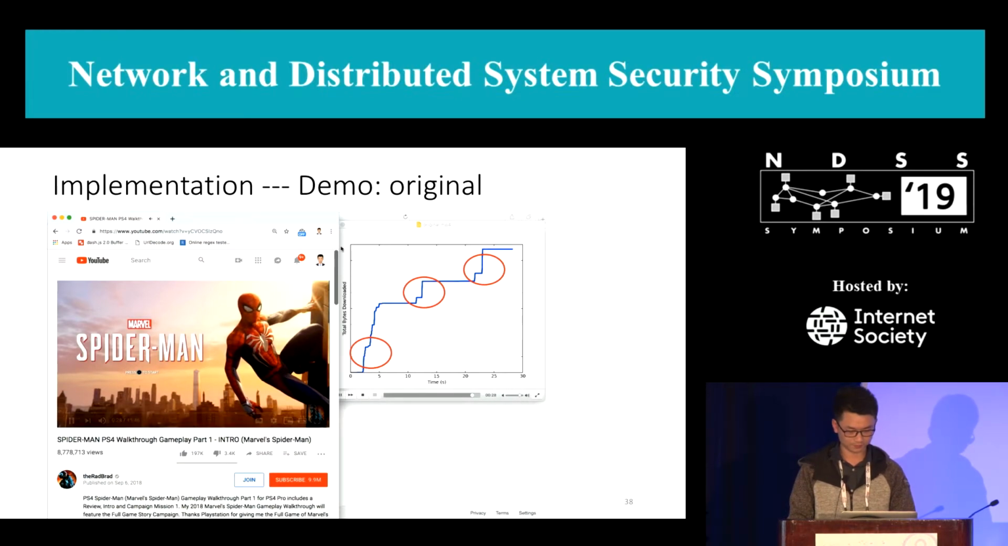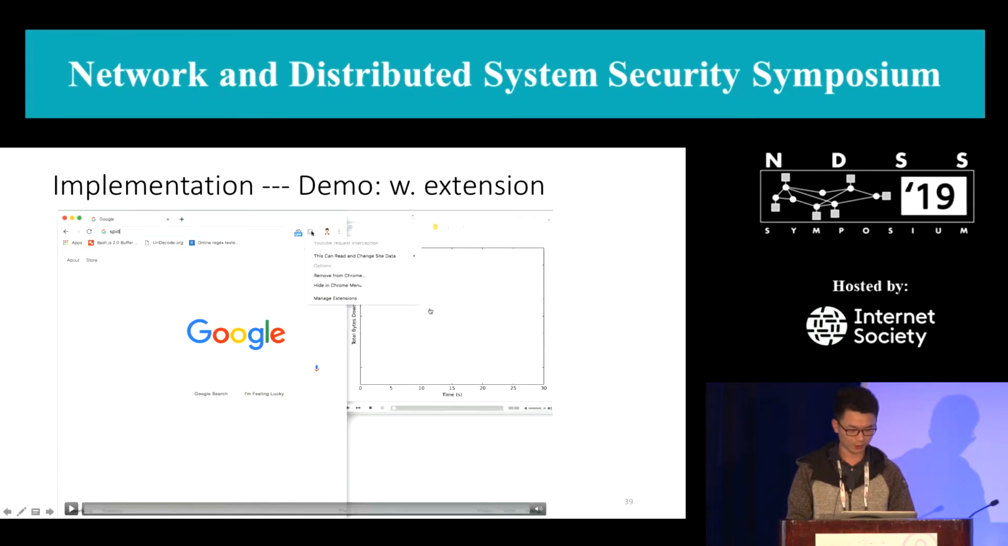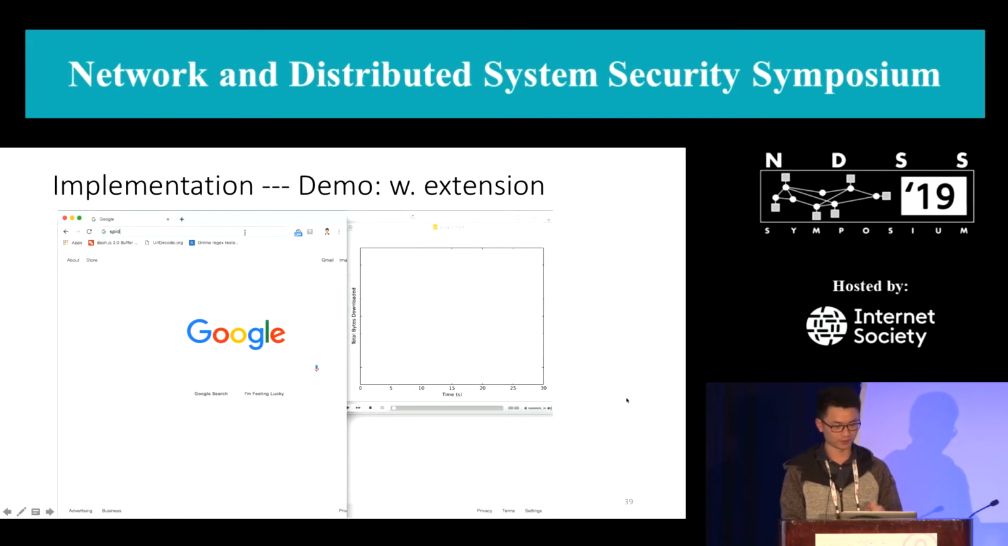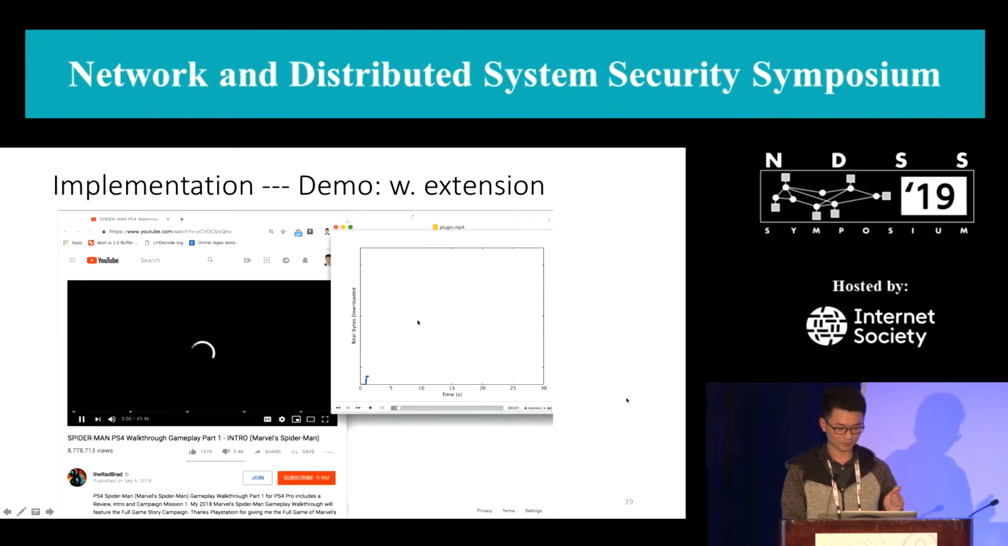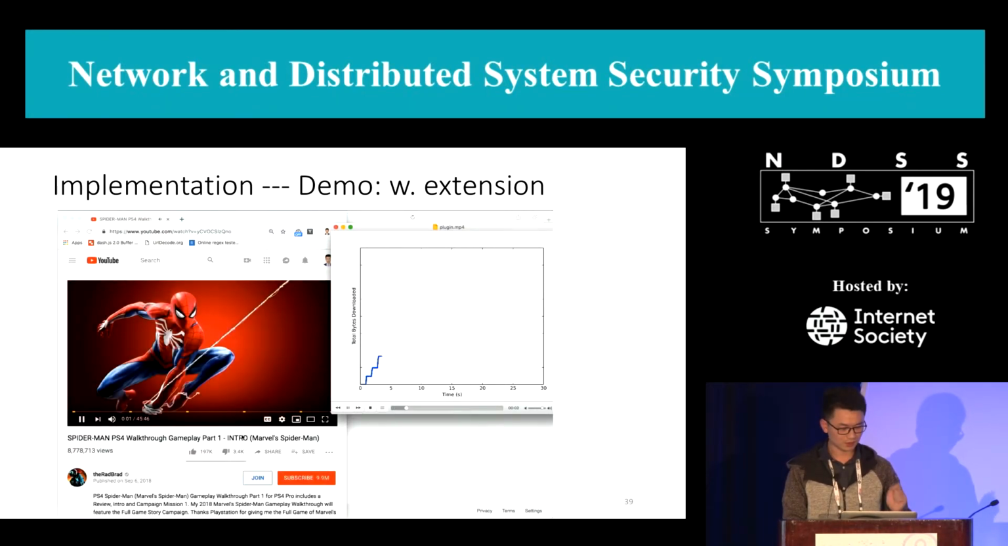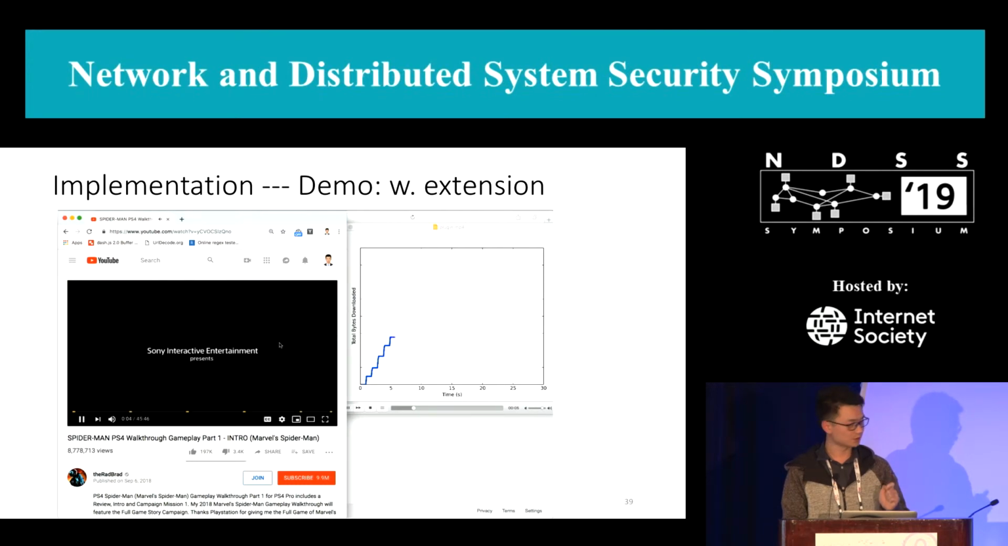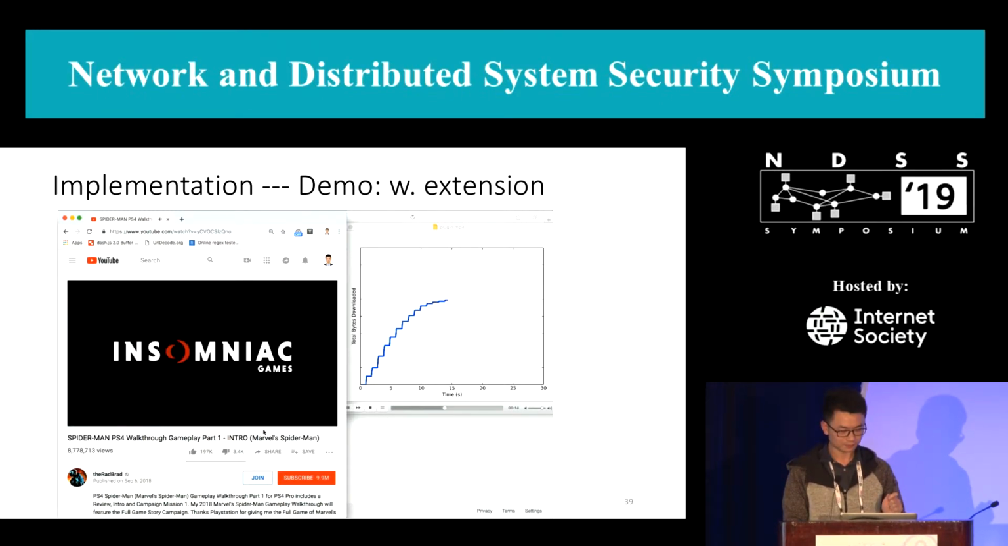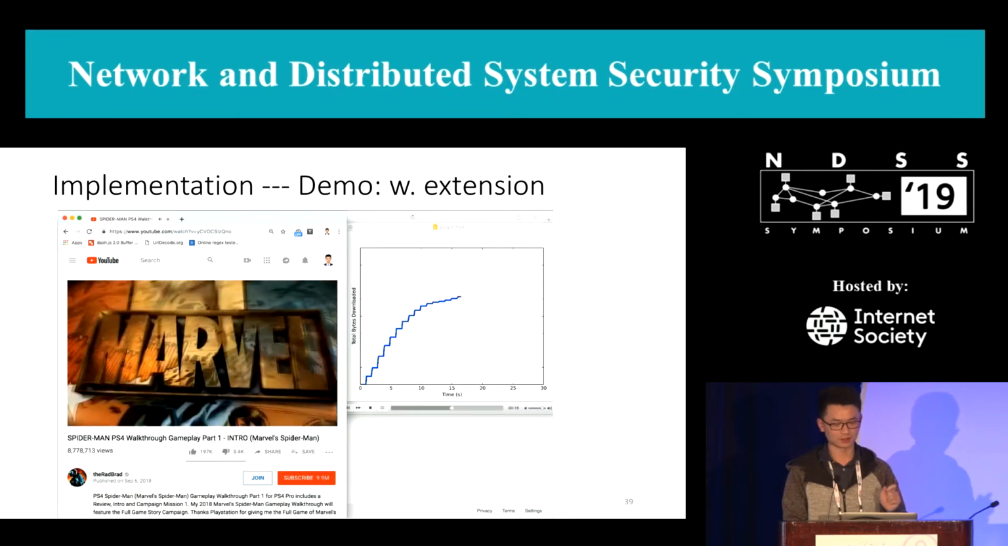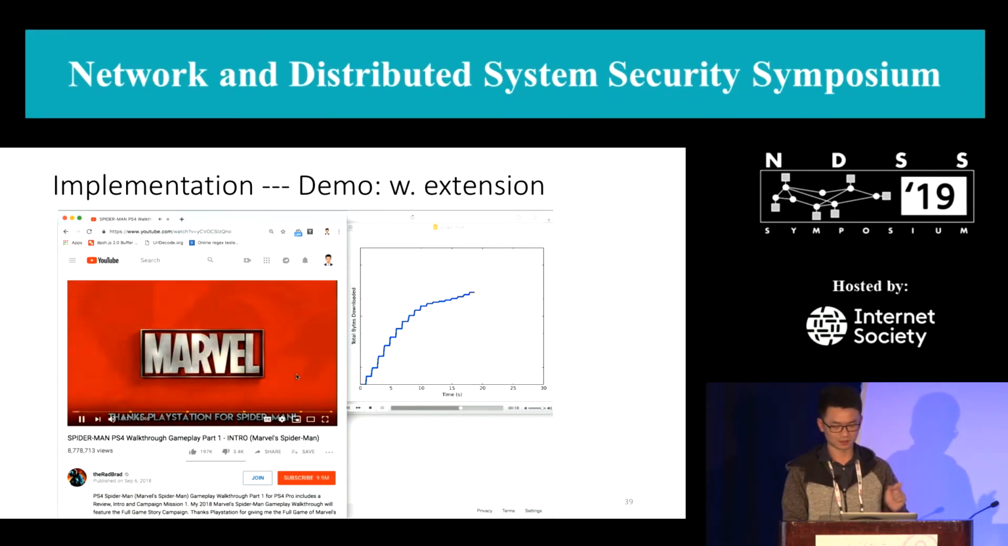Okay, so next is a demo with the extension enabled. So we have enabled our extension, and then we watch the same video again. So this time we can see that the burst pattern completely changes to one burst every second, which is because we set the W to 1 second in the extension. Also, the size of the burst is changing dynamically since they are differentially private.